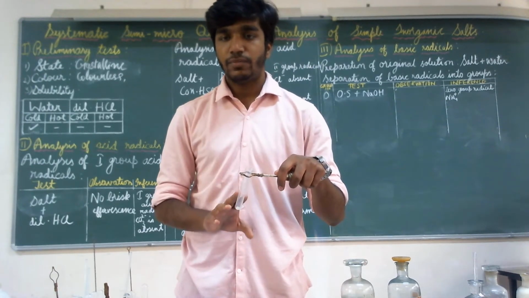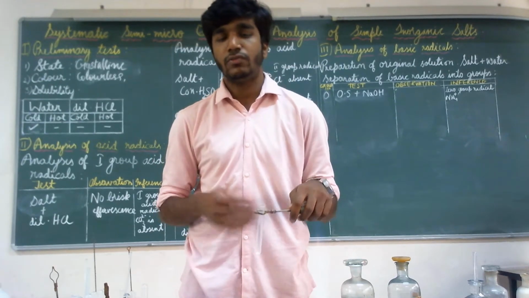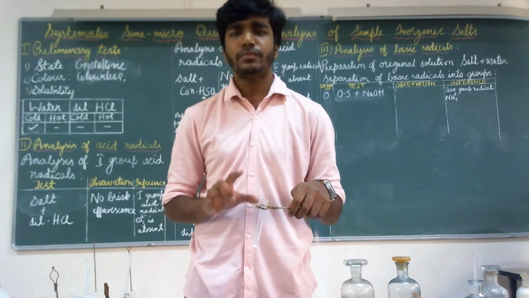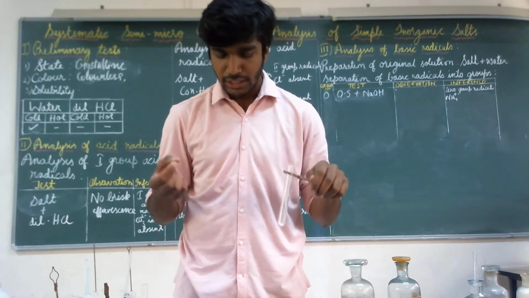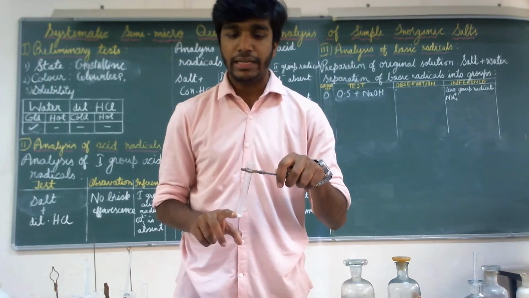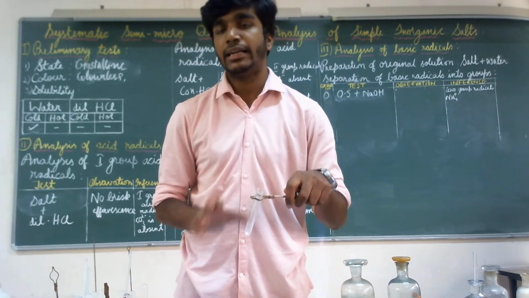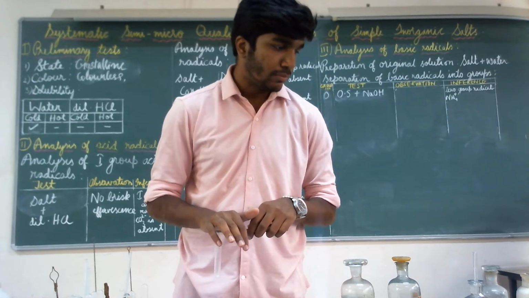If you are not getting any observation in cold condition, we'll be heating this test tube by adding a small paper pellet. After heating, if you are observing reddish brown fumes again, then it means that nitrate radical might be present. So now let's perform the analysis.